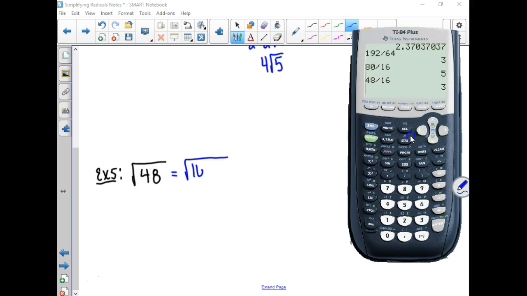I could do 16 times 3. The square root of 16 is 4. That goes on the outside of the square root. The 3 stays on the inside. So the square root of 48 equals 4 times the square root of 3.